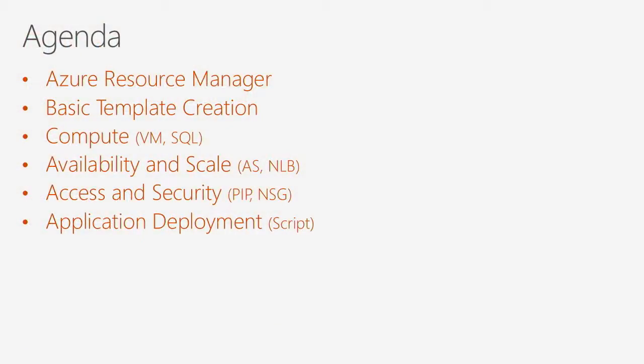So, agenda: we're going to talk about Azure Resource Manager, and we're going to talk about templates. And then when we look at the application, we're going to talk about compute, availability and scale, access and security, and application deployment, and how a template allows us to, the buzzword is infrastructure as code, model applications and achieve all of these things.